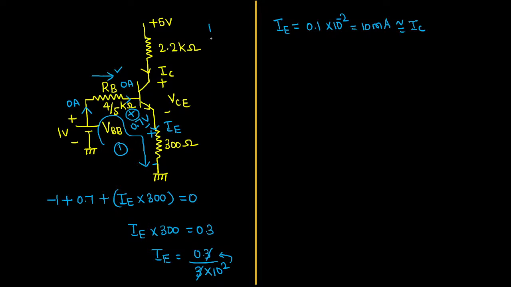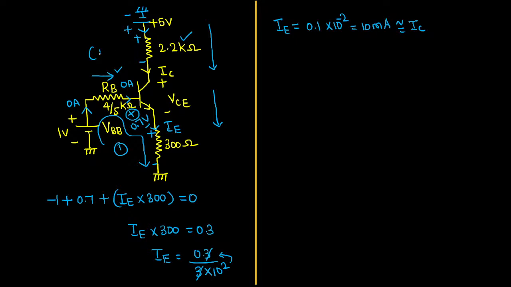Now, similarly apply KVL for the outer loop from collector to emitter. See there, current entering point is plus and leaving point is minus. This is the direction of the collector current. On the top, you know how to represent this battery: minus, plus, 5 voltage. Now, how will you write down the voltage drop for this 2.2 kilo ohm resistor?